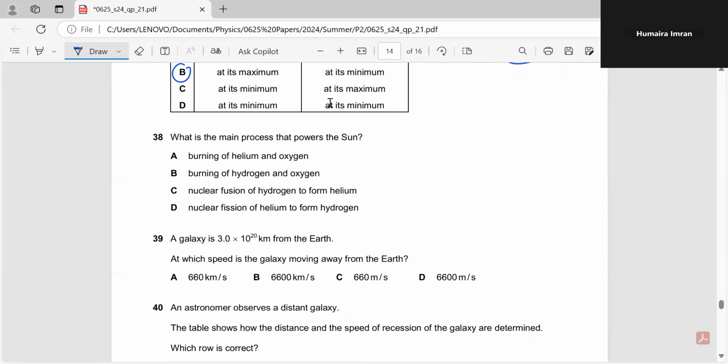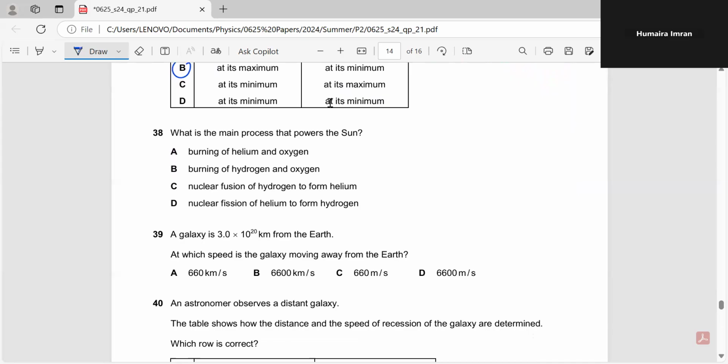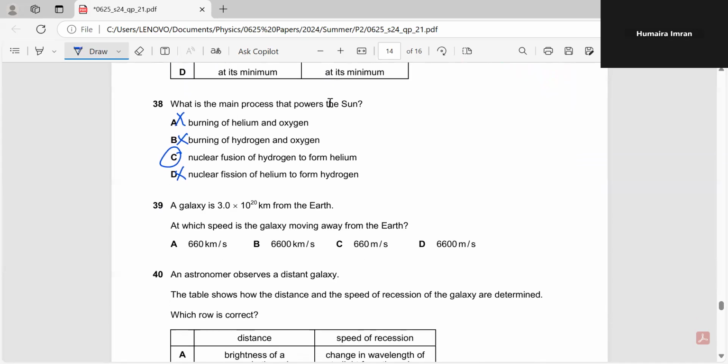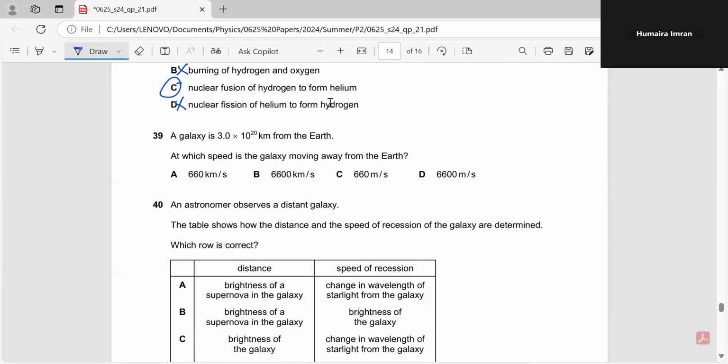What is the main source that powers the sun? We know that a nuclear fusion process is occurring in the sun. First of all, burning and nuclear fusion are not both the options, so definitely nuclear fusion will be there. And in the fusion process, hydrogen is converting into helium.